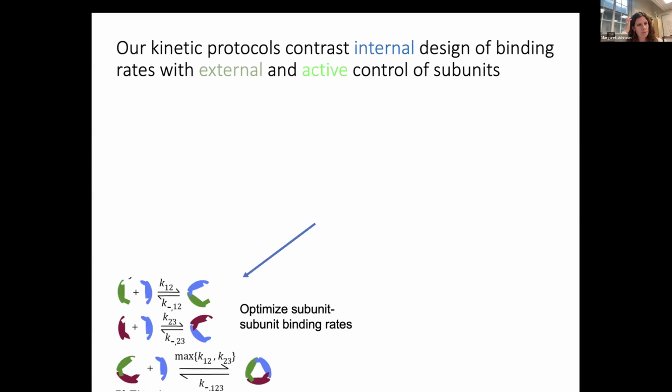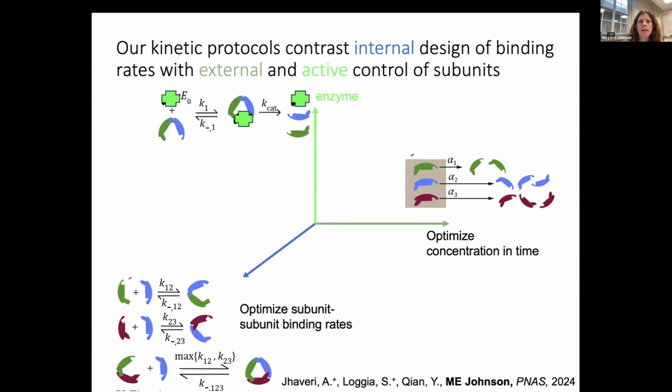Again, motivated by what real living systems do, we chose 3 different kinetic protocols. We contrast internal design. So if you say, I want to build a trimer, can you tell me what the rates of the binding interactions should be between these different subunits, right? A plus B, C plus B, such that you have very fast assembly. And so I'm the one who's designing the rates. And then we're contrasting these with external and active protocols.